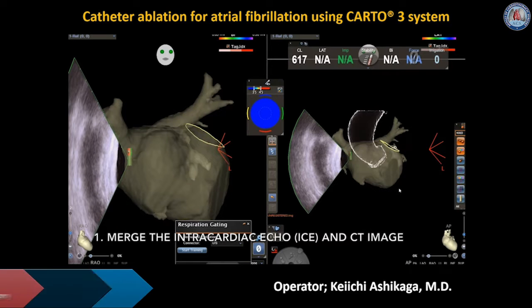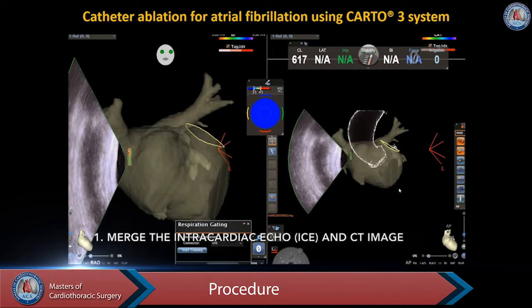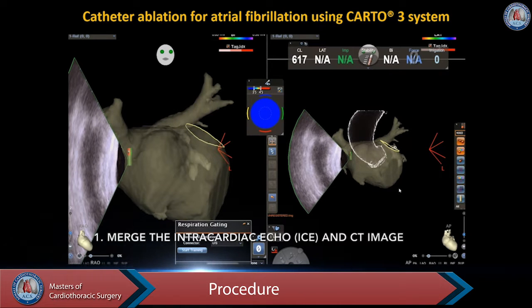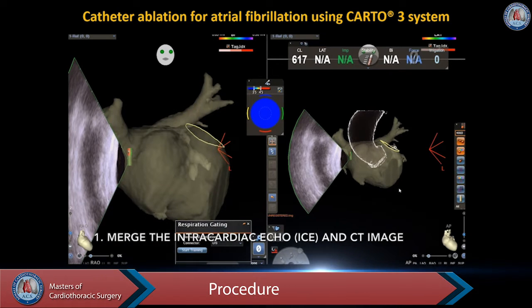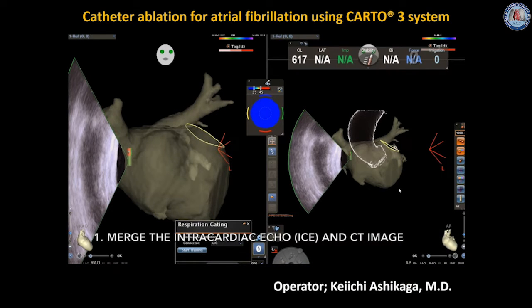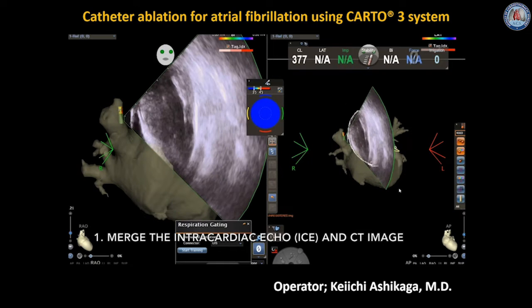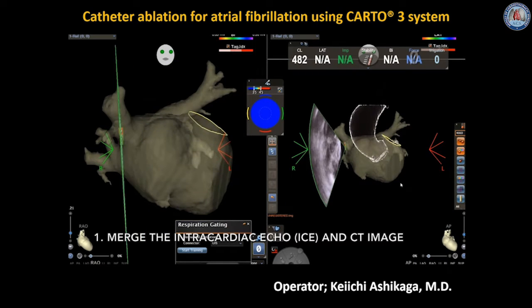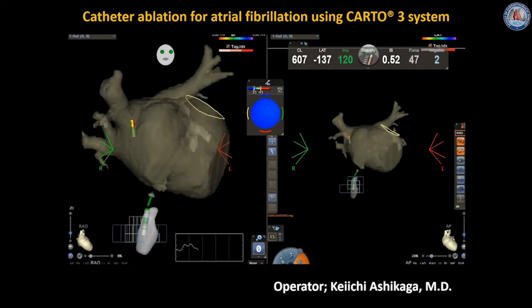Here I present the catheter ablation procedure operated by Dr. Keiichi Ashikaga with the use of a 3D mapping system, the CARTO system. As the initial preparation for the 3D mapping, the CARTO image is now fused with an intracardiac echo image. The anatomical positions are roughly matched by looking at the images of the aorta and the left atrium as landmarks.